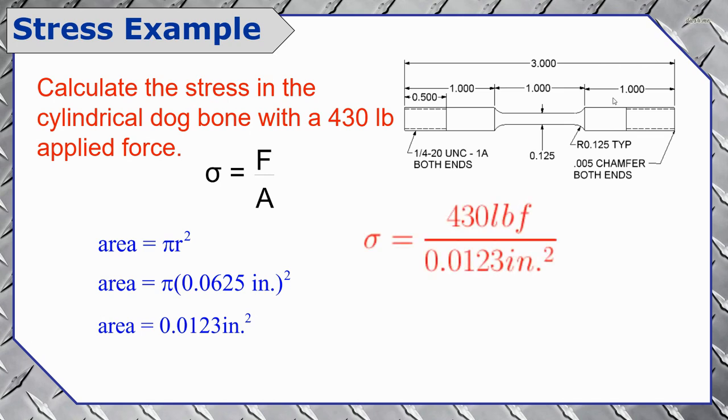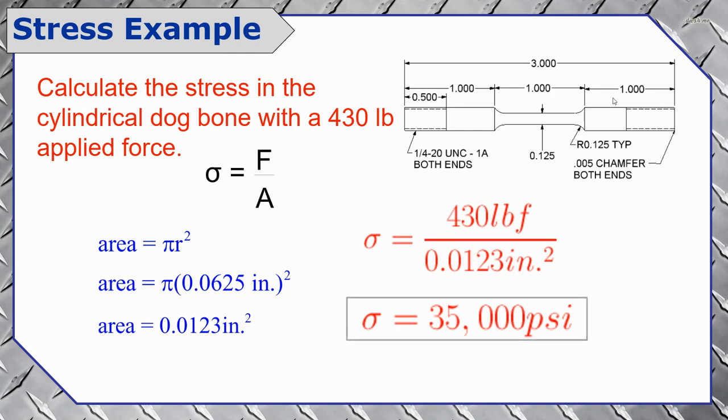Now we can plug that into our stress formula using the 430-pound tensile load divided by that area we just found. And that leads us to a stress of 35,000 psi. Stresses tend to be relatively large numbers. In US customary units, we're almost always measuring in pounds per square inch. In metric units, we would most likely be measuring our stresses in pascals or megapascals or gigapascals.